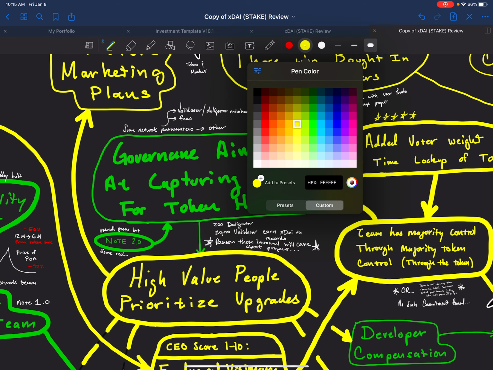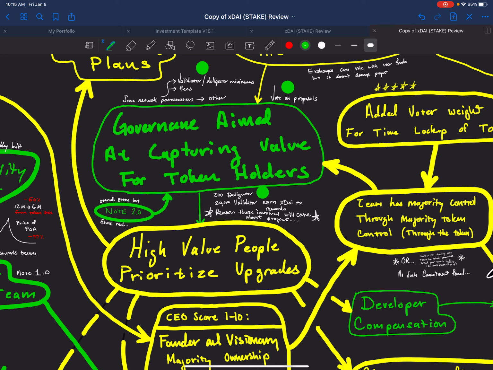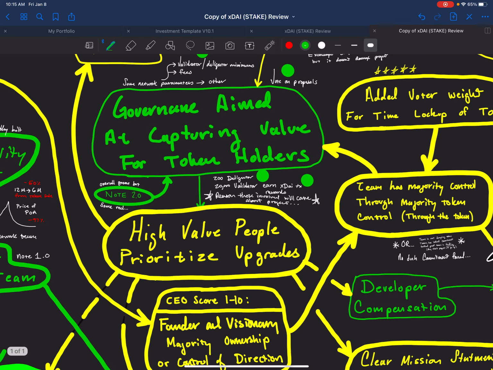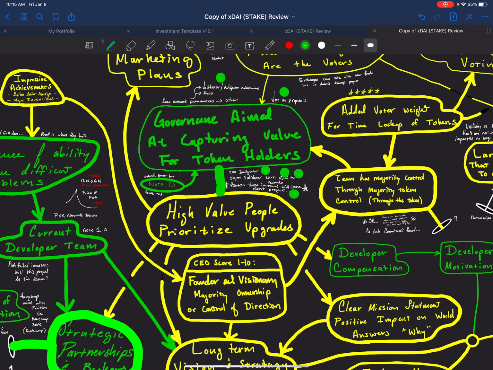All right, so the governance. Validators and delegators, minimums, fees, and you're also in control of the network parameters. You vote on proposals. There's 200 stake that has to be for delegator, and 20,000 stake that has to be staked to be a validator, and you earn those xDAI fees, transaction fees. The reason I'm involved with this is because this use case is pretty good. And it's also the reason those involved in the project will care about the project, because they get those fees.